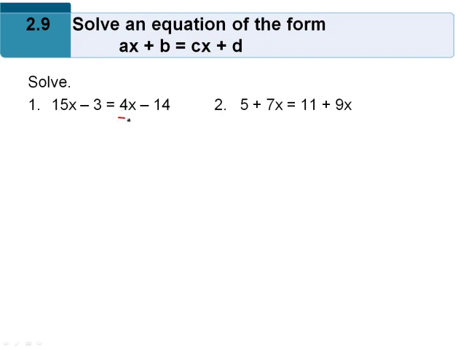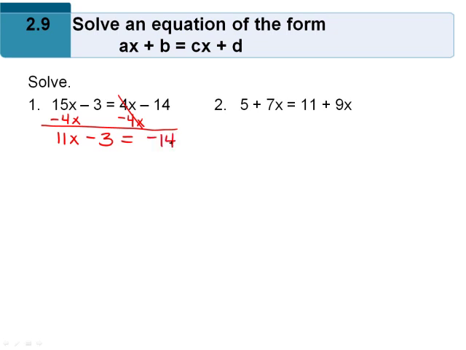So I'm going to subtract 4x, because you can subtract the whole term. 4x minus 4x is 0. It's gone. Okay? But if I subtract 4x on the right, I also have to subtract it on the left. And you put it up underneath its like term. It just makes sense. Okay? So 15x minus 4x is going to be 11x minus 3, that comes down, equals, and now on the other side, the 4x's have canceled, and we have negative 14.